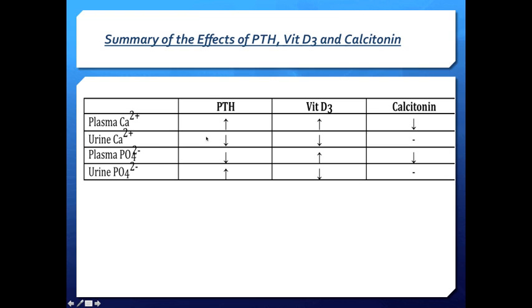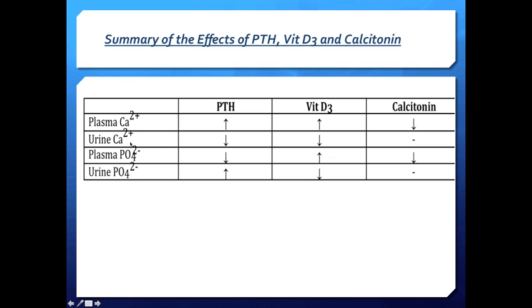In terms of phosphate, PTH is going to decrease phosphate concentration in blood. Calcitonin, in this case, is a synergistic hormone for phosphate. The antagonistic one is vitamin D3.